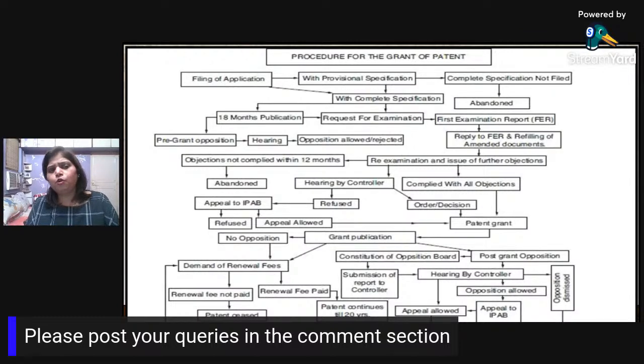So depending upon what you are going for, after 18 months your publication will appear in a patent journal, not in full, but the gist of your work, whatever you have put. The publication will happen in 18 months, and after that the hearing and everything will happen.